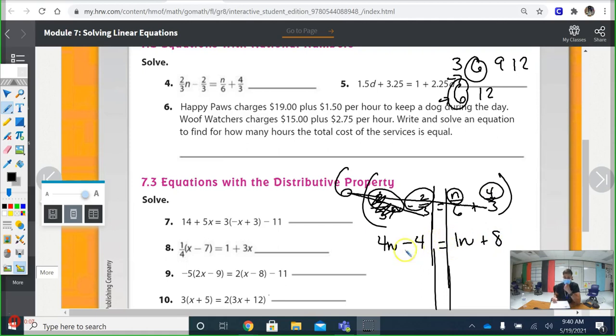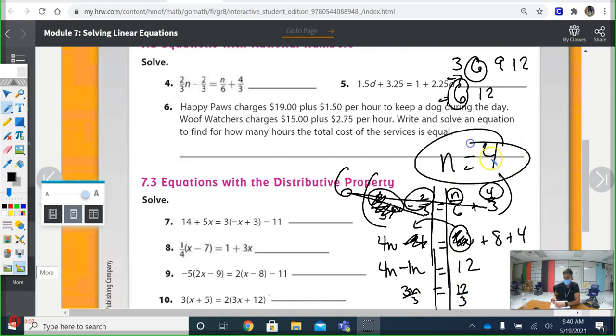And then from here, you just got to put all the variables to the left. So the 1n will go to the left. That'll turn into a negative 1n. The negative 4 will turn into a positive 4. That says 8 plus 4. That'll turn into a 12. 4n minus 1n is 3n. And you guys know that the last step you got to divide. You divide. N equals 4. You got your answer.